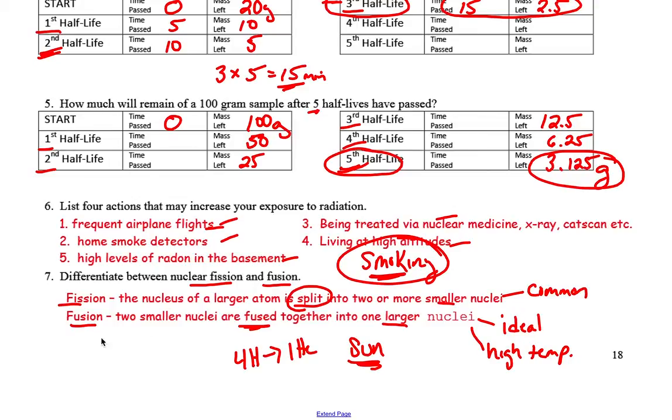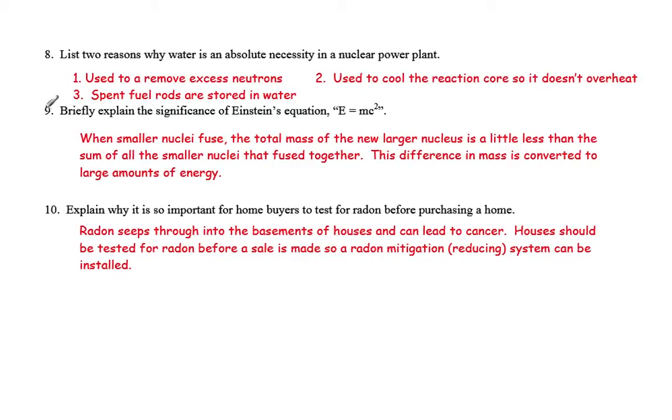And that ties into Einstein's equation, which we could jump to right now. When smaller nuclei fuse, total mass of the new larger nucleus is a little less. So if I add up 4 hydrogens and I fuse them to get 1 helium, the mass of this is a little bit more, and this is a little bit less. So where did the extra mass go? It turned into energy. And that's a crazy amount of energy that we receive from the sun. Large, large, large amounts of energy.